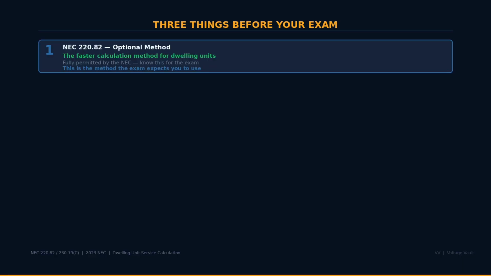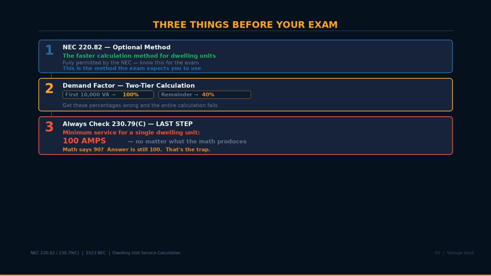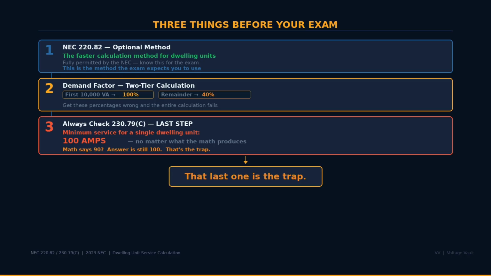Section 220.82 is the optional method, faster and fully permitted. The demand factor runs 100% on the first 10,000 volt-amps, then drops to 40% on the remainder. And always check 230.79, C, at the end. Minimum service for a single dwelling unit is 100 amps, no matter what the math produces. That last one is the trap.